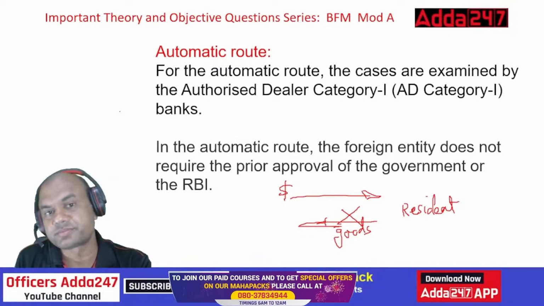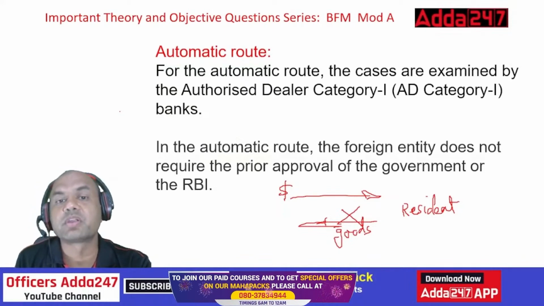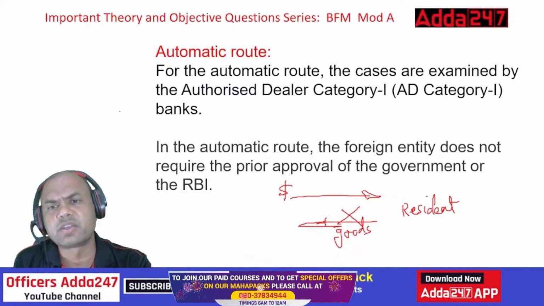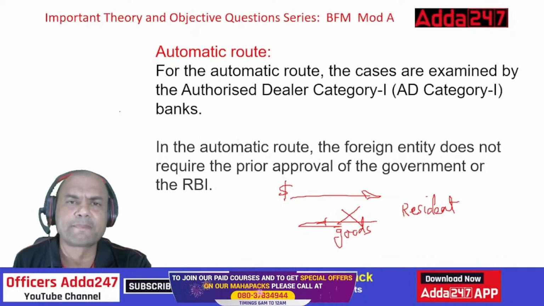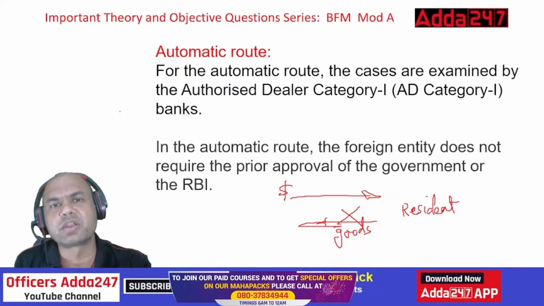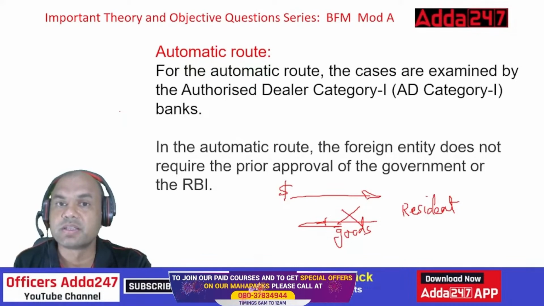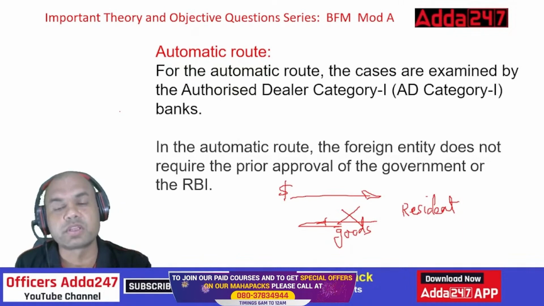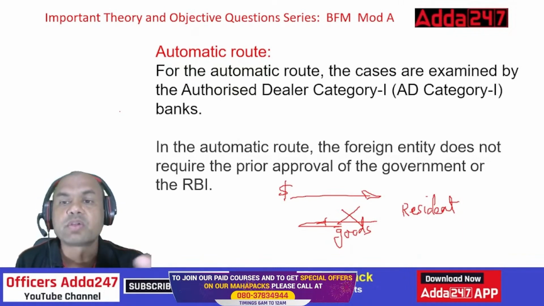So here, automatic route means what? Those businesses where government has said that you need not take any permission from any government authority or RBI if you want to get money for your business. But there are specific businesses only. They are not for each and every blanket. It's not a blanket rule for all the businesses. Okay. So what is automatic route?